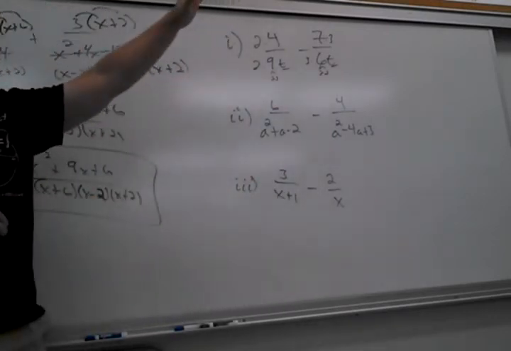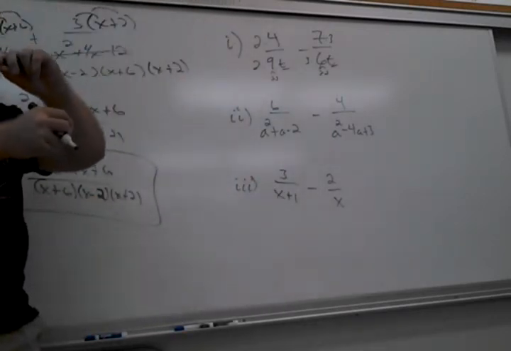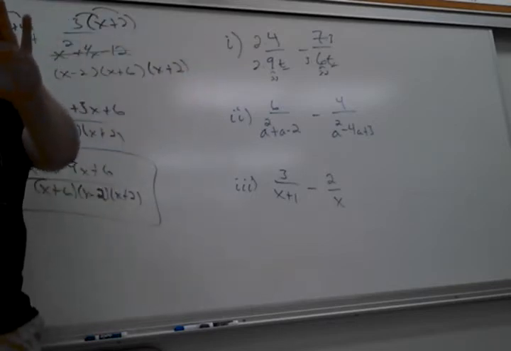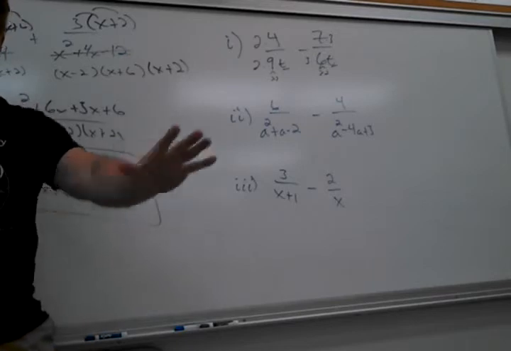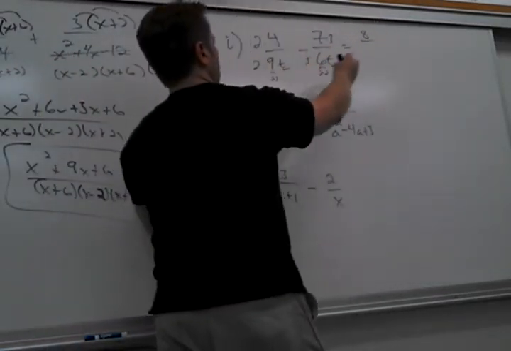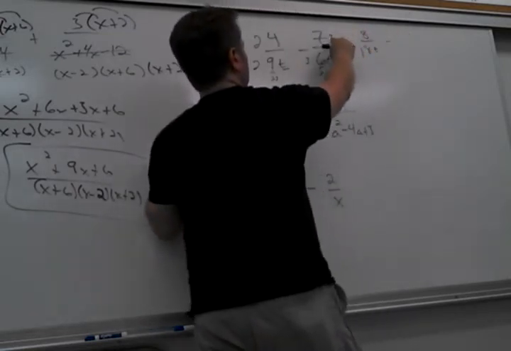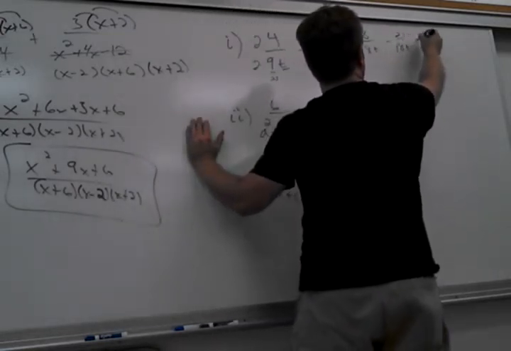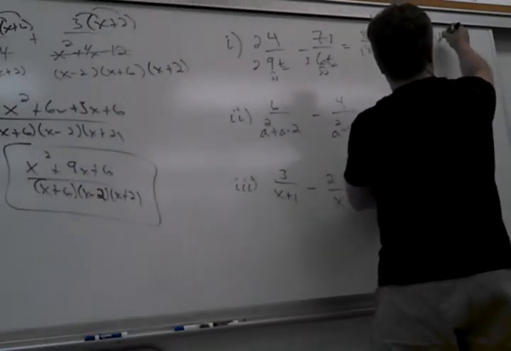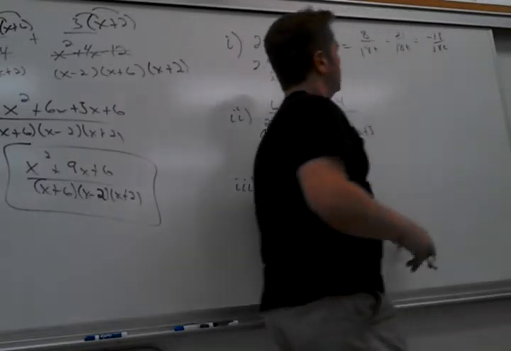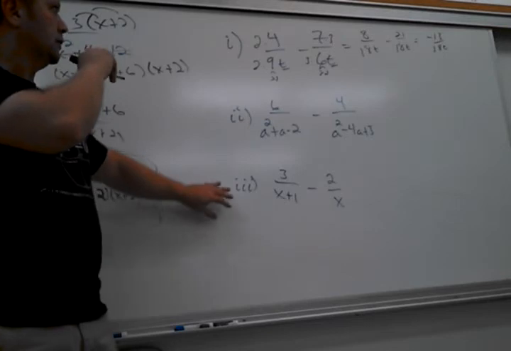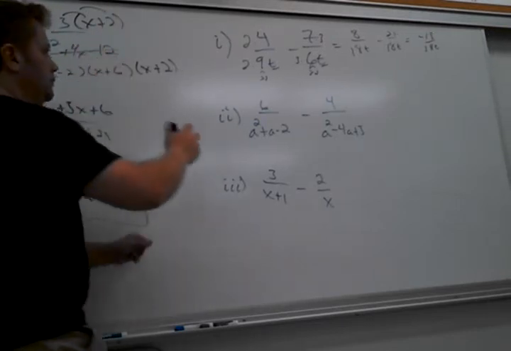So they each have to have exactly what the other dude has. If one of them has only one 3, the other has two 3s, you have to give this dude one more 3. Just keep them all happy. I was thinking about little kids running around. So what do you get there? You get 8 over 18t minus 21 over 18t. Negative 13 over 18t.